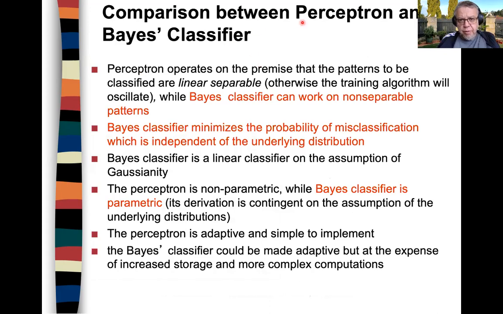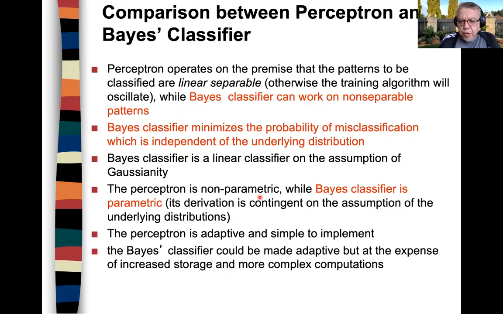So if we compare the perceptron and the Bayes classifier, the perceptron operates on the premise that the patterns to be classified are linearly separable. Otherwise, the training algorithm would oscillate. The Bayes classifier, on the other hand, can work on non-separable patterns. The Bayes classifier minimizes the probability of misclassification, which is independent of the underlying distribution. The Bayes classifier is a linear classifier on the assumption of Gaussianity. So if you assume Gaussianity, then the Bayes classifier is a linear classifier.